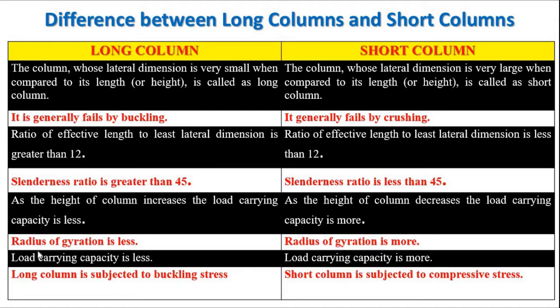In a long column, as the height of the column increases, the load carrying capacity is less. In a short column, as the height of the column decreases, the load carrying capacity is more. In a long column, the radius of gyration is less, and in a short column, the radius of gyration is more. A long column is subjected to buckling stress, and a short column is subjected to compressive stress.